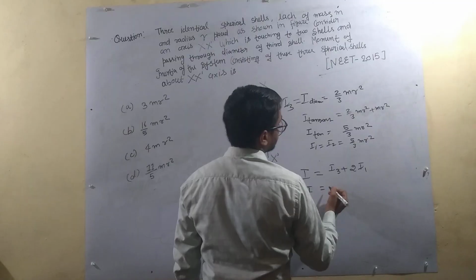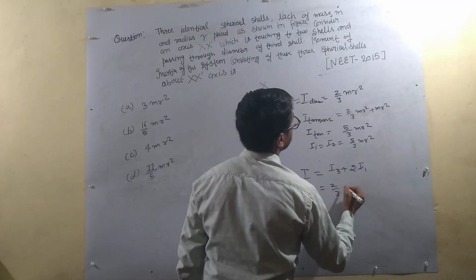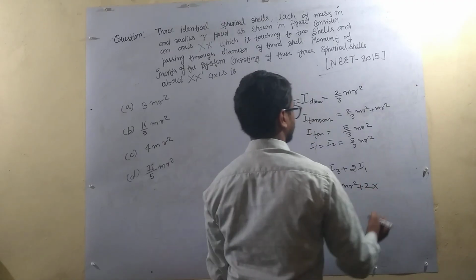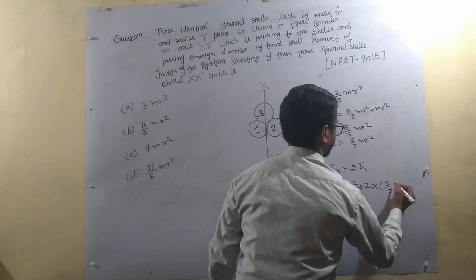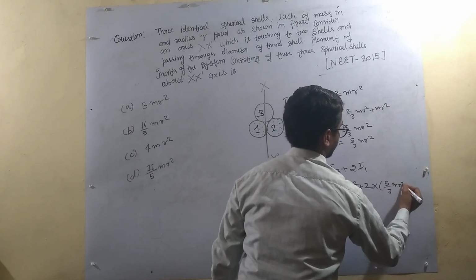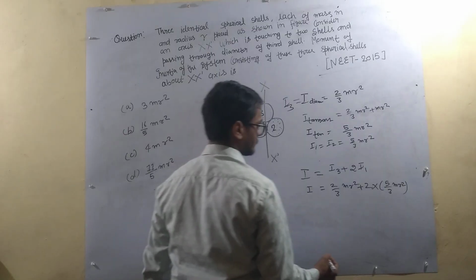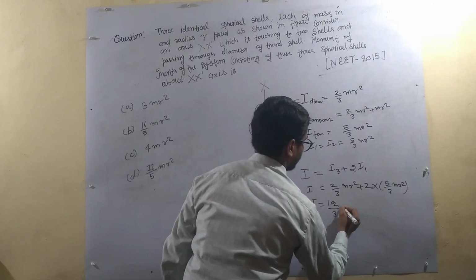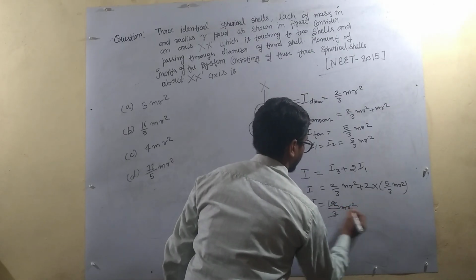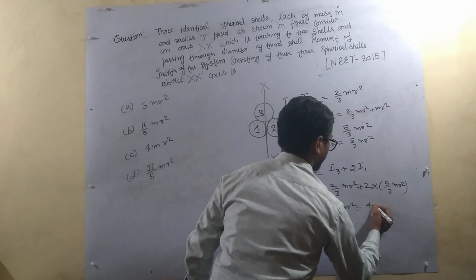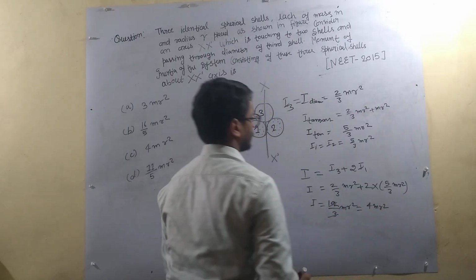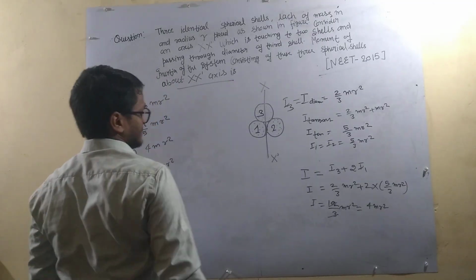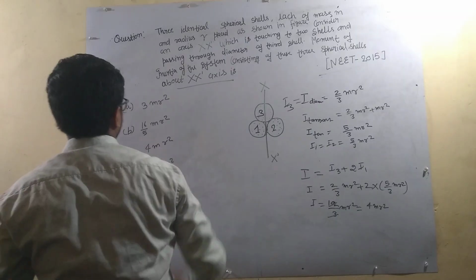So I is equal to 2 by 3 mr square plus 2 into 5 by 3 mr square. So I is equal to 12 by 3 mr square, that is equal to 4 mr square. So our moment of inertia of the system about the axis is 4 mr square. That is option number 3.